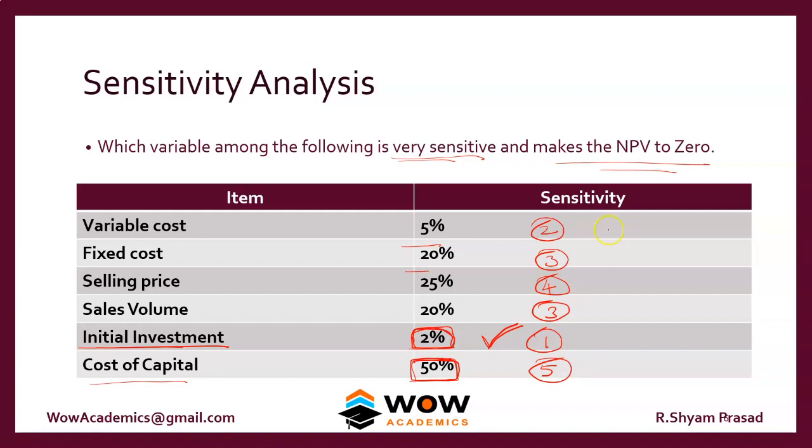One is the variable cost, because even a 5% change in variable cost will make the NPV 0, and initial investment, where a 2% change in initial investment will make the NPV 0. Other numbers, like 20%, 25% or 50%, I think have a low chance of changing by that much. So the company has to focus on the variable cost and initial investment. So that's about the sensitivity analysis.